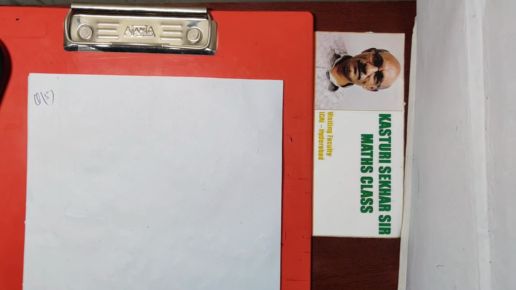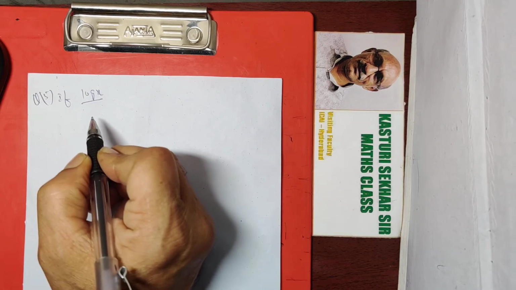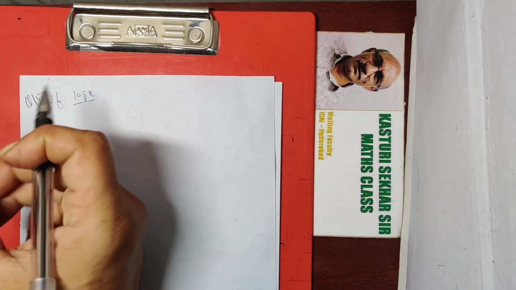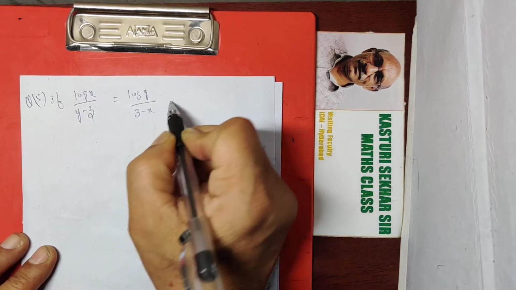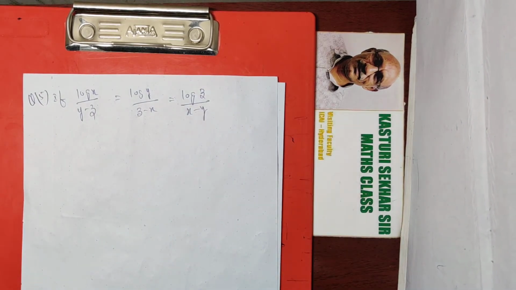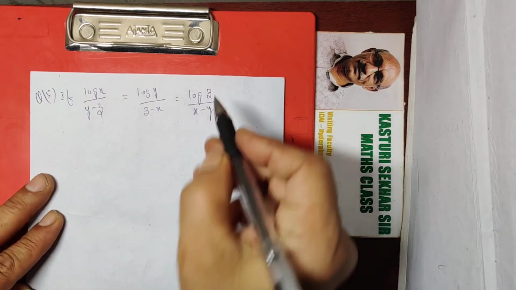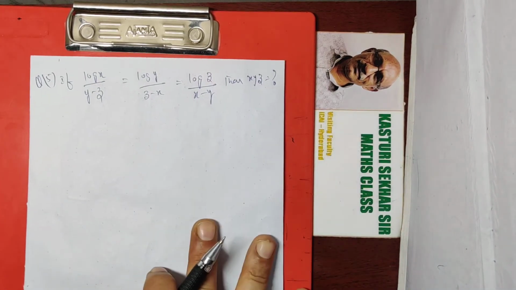Question number 5. If log x divided by y minus z is equal to log y divided by z minus x is equal to log z divided by x minus y, then xyz is equal to question mark.